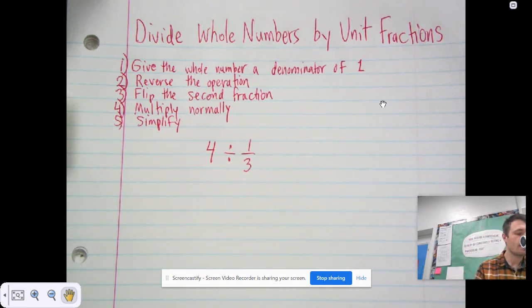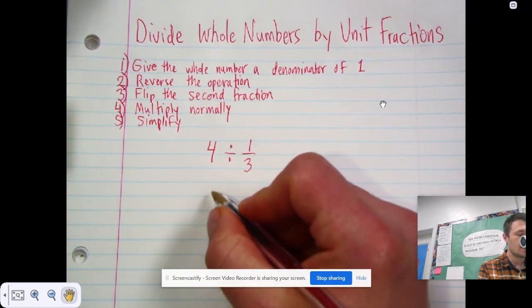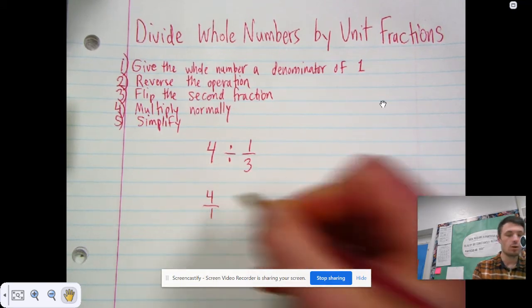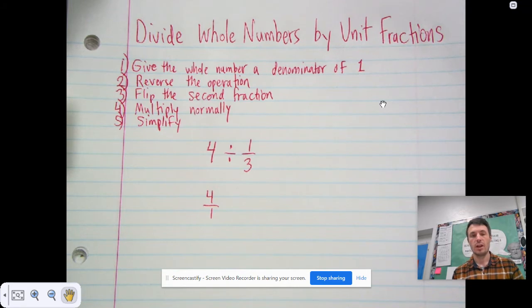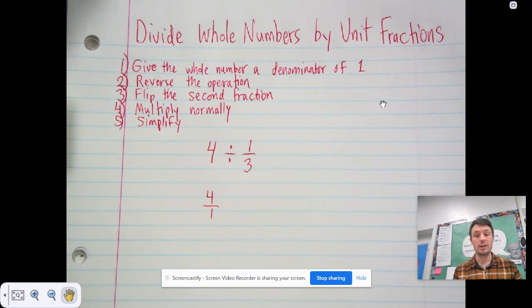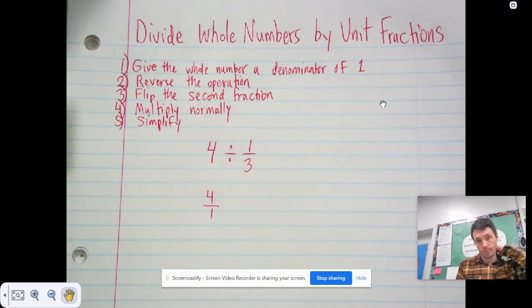So step 1 is give the whole number a denominator of 1. Instead of keeping it as 4, we write it as 4/1. And 4/1 means the same thing as 4. When a fraction has a denominator of 1, it's just another way of writing the whole number, whatever the numerator is. Like 4/1 equals 4, 2/1 equals 2, 3/1 equals 3. So this doesn't change the value of 4. It just puts it in fraction form.